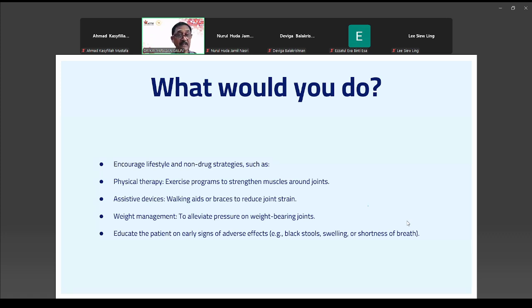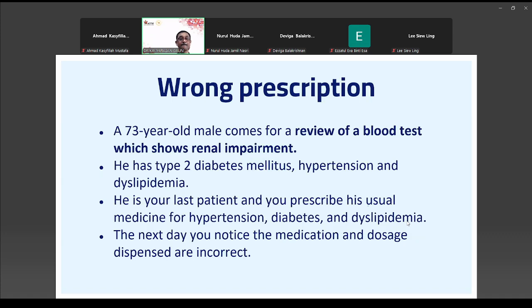If they're overweight, ask them to reduce weight. And tell them about the side effects to watch for when you're prescribing some medication, like melena, swelling, and shortness of breath. These are indicative of GIT side effects as well as cardiovascular side effects.